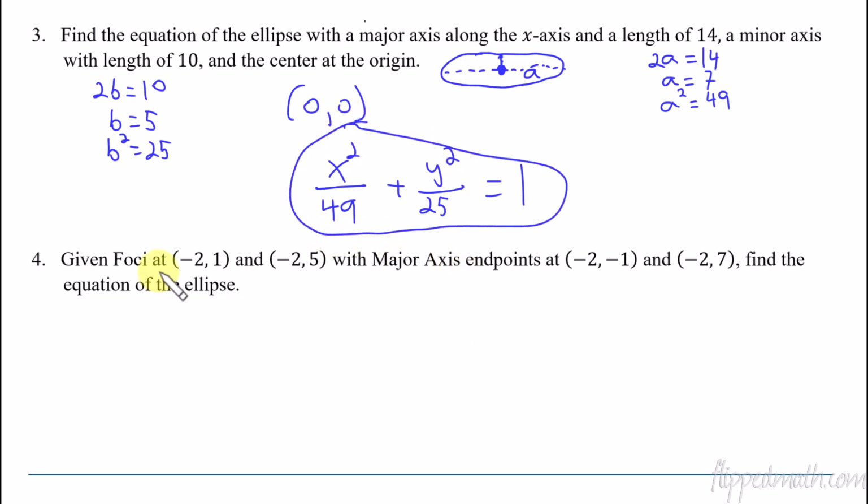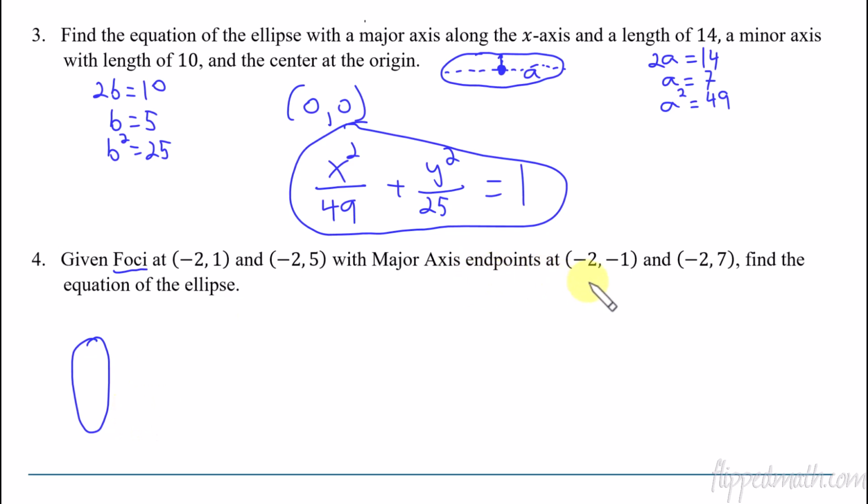Now let's do another one. Given the foci at these coordinate points. So remember, foci are going to help us understand what this value of c is. And if we're at (-2, 1) and (-2, 5), what's changing here? The y value is changing. So now this is going to be a vertical ellipse. It's going to be up and down.